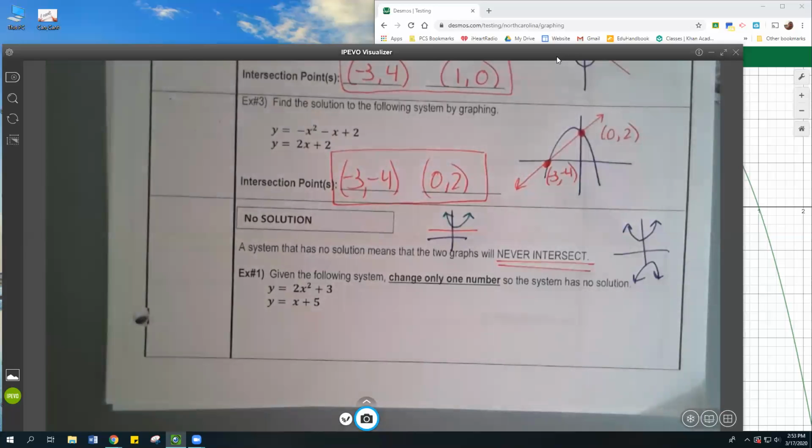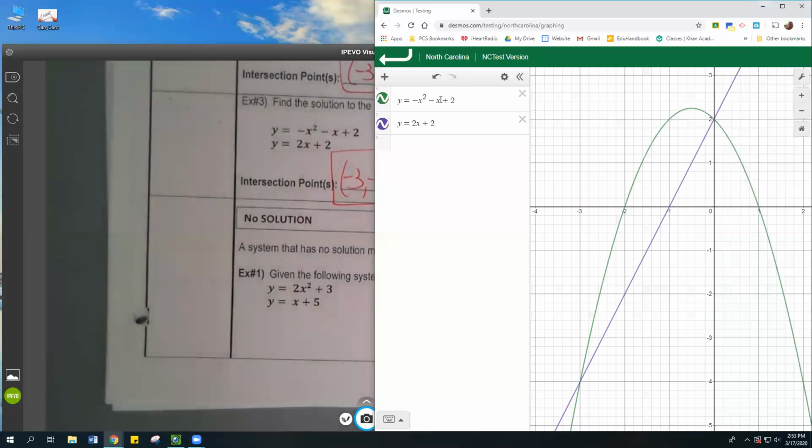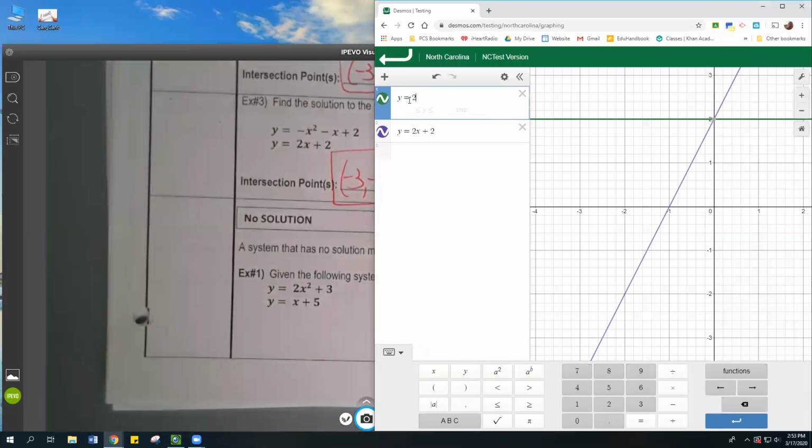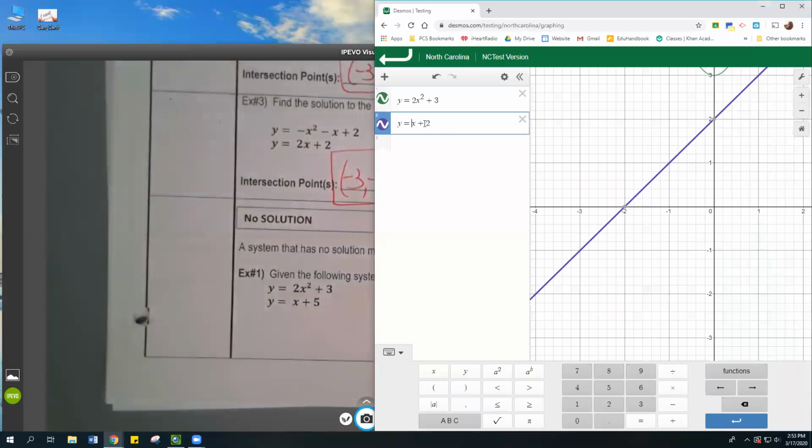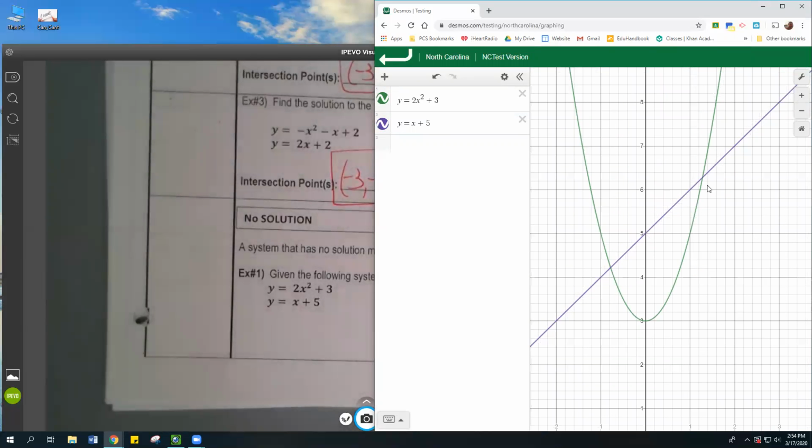So let's take a look at number one. It says, given the following system, change only one number so the system has no solution. So I'm going to type in what has been given to me here. That's going to be a 2x squared plus 3. And then an x plus 5, like that. So you can see that the two solutions are right here, and I need to change one number so that the system has no solution.